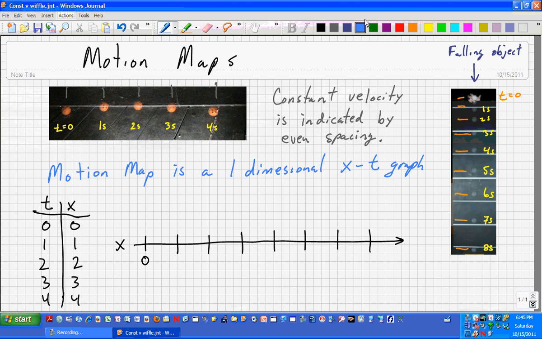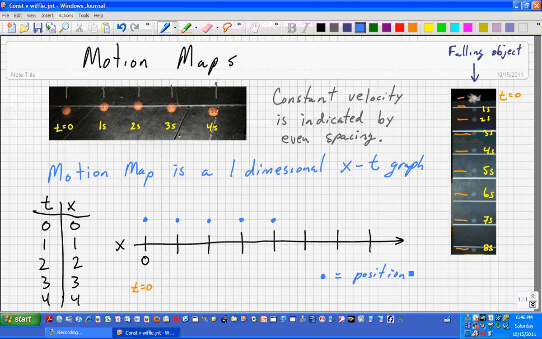And what we want to do is at 0, we're at position 0. So I'm going to go ahead and put my first position there. And I'm going to label this right away. Time equals 0. At 1 second, I'm at 1 unit. At 2 seconds, I'm at 2 units. At 3 seconds, I'm at 3 units. At 4 seconds, I'm at 4 units, and that's all the data we have. So these dots represent position.